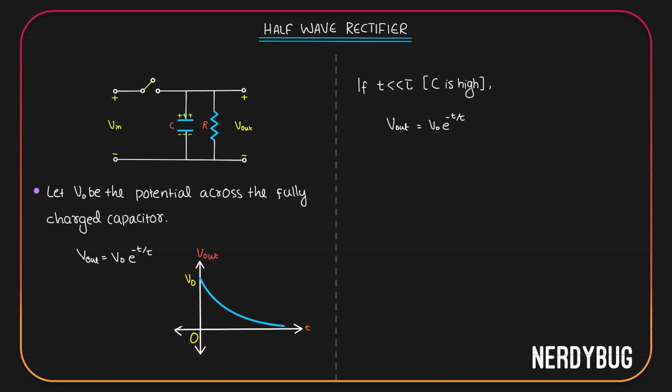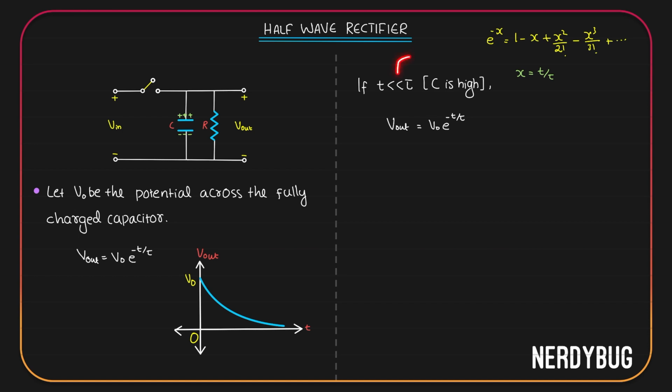Using binomial expansion, e raised to minus x can be written as 1 minus x plus x square by 2 factorial minus x cube by 3 factorial plus etc. Infinite terms will be there. Here we have e raised to minus t by tau. So x is t by tau.